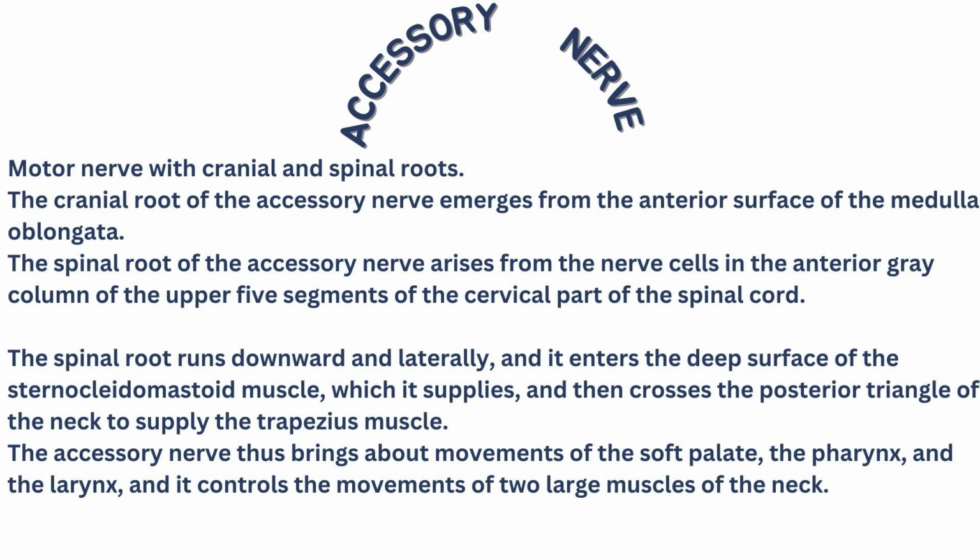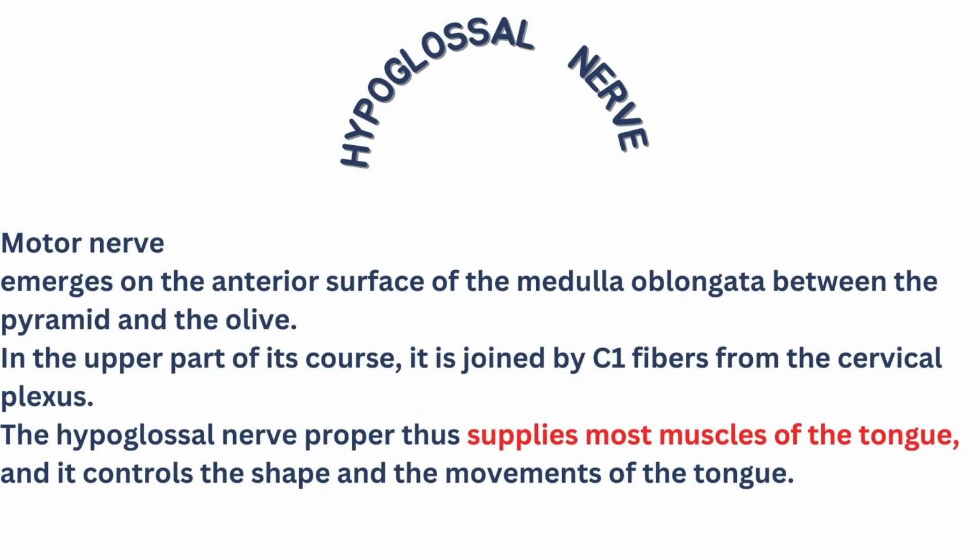Therefore, the accessory nerve brings about the movements of the soft palate, the pharynx, and the larynx, and also controls the movement of the two large muscles of the neck, which are the trapezius and sternocleidomastoid.